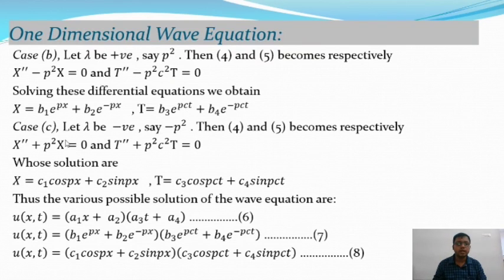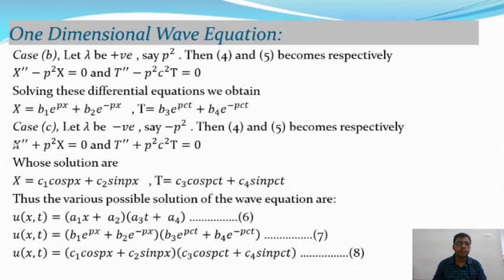And the third case is when lambda is negative, that means minus p square. Then equations 4 and 5 become respectively x double dash plus p square x is equal to 0 and t double dash plus p square c square t is equal to 0. So these two are the respective equations when lambda is less than 0.